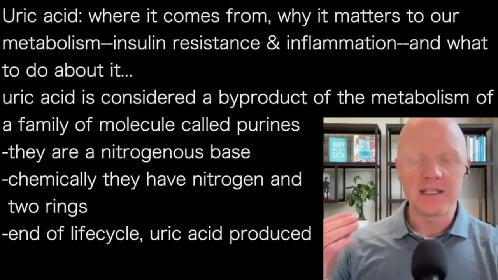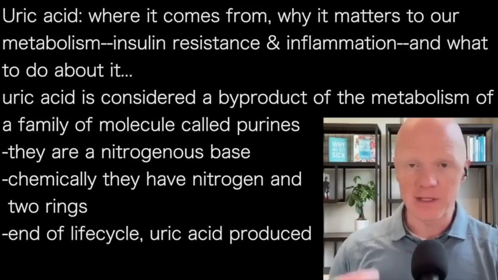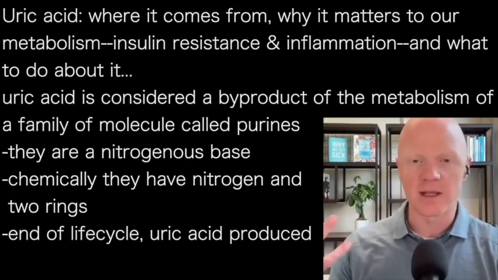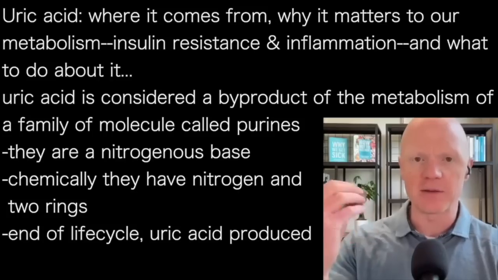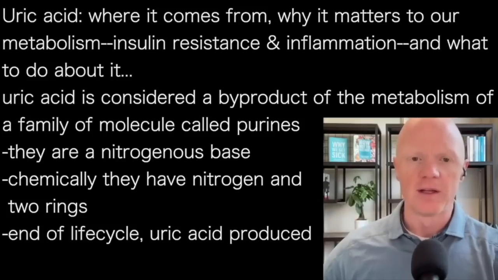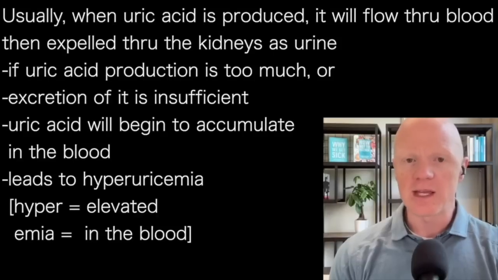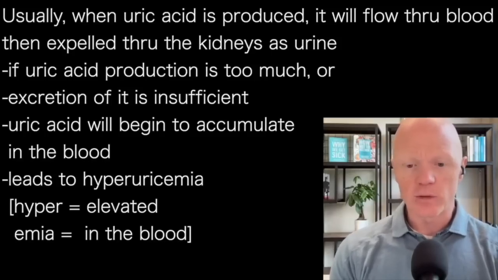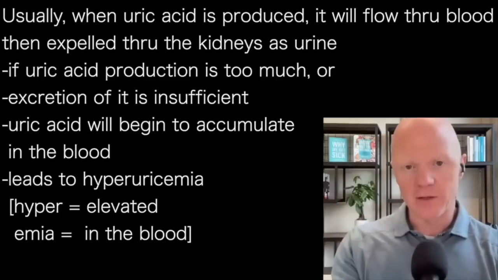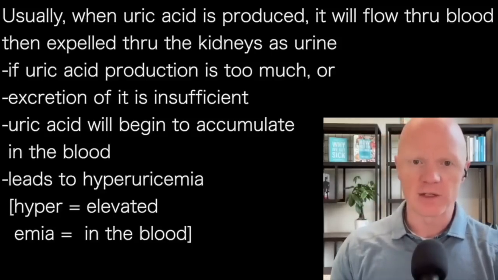But when the body needs to metabolize purines, everything after all has a life cycle. It is put together and then it is broken apart. Uric acid will be a consequence of that. And usually when uric acid is produced, it will be flowing through the blood in the plasma, and then it will simply be expelled in the urine. The kidneys very actively will bind or grab that uric acid and move it into what will become the urine.